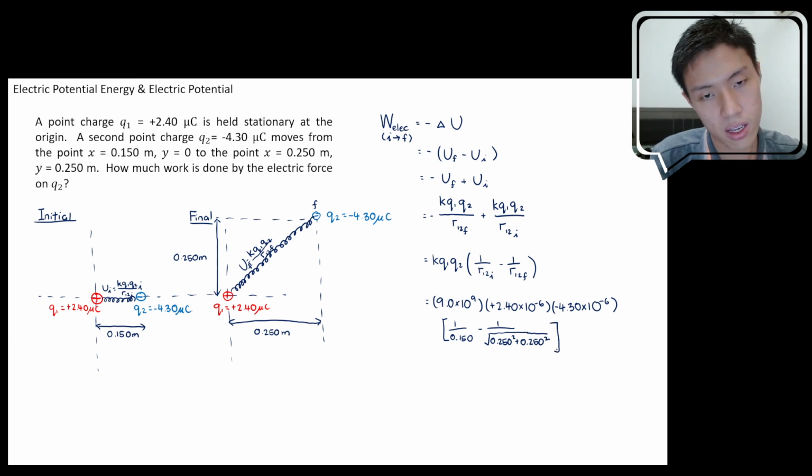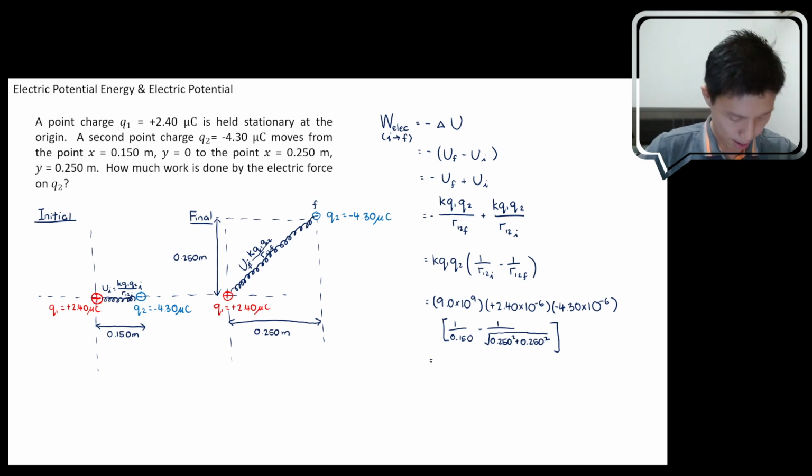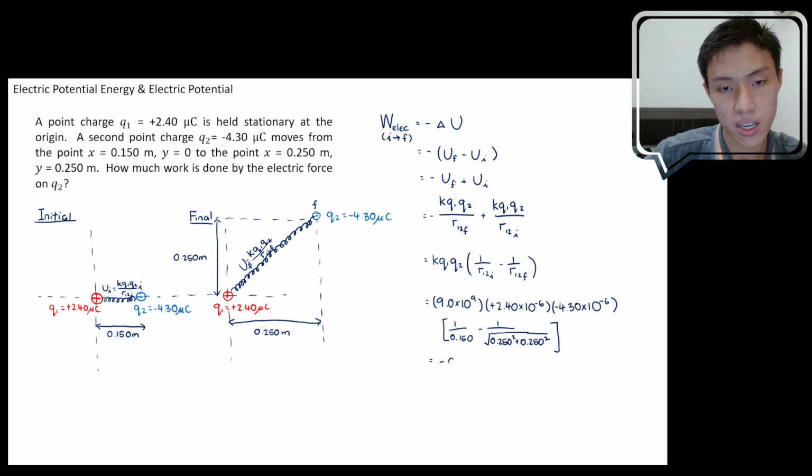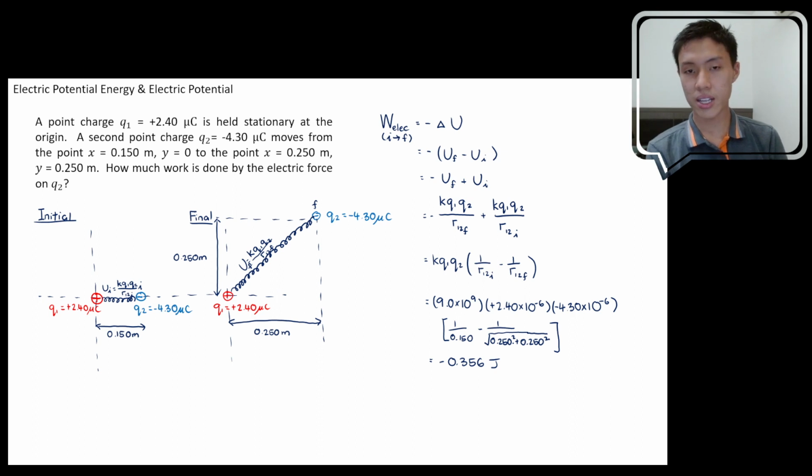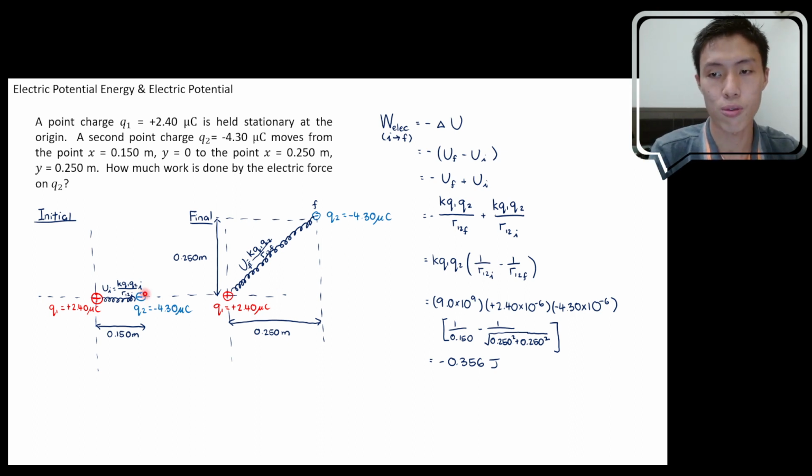Okay, so if you substituted in everything and you perform the calculation in your calculator carefully, I believe you will end up with the answer, which is negative 0.356 joule. Okay, so that is the work done by the electric force in order to move Q2 from this position initial to this position final.